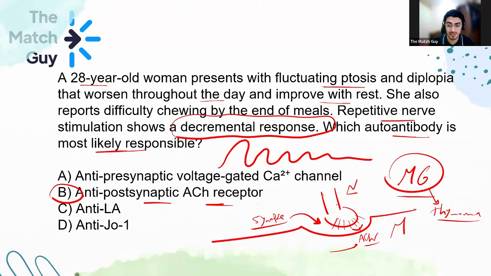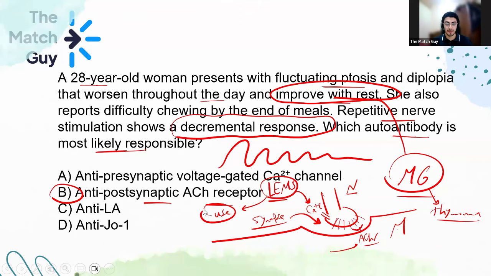Okay, nice. So what about autoantibodies against presynaptic calcium channels? Obviously, this will also cause muscle weakness. We call this disease Lambert-Eaton myasthenic syndrome. Okay, it's a muscle weakness, but it's a bit different than myasthenia gravis. In myasthenia gravis, we mentioned that it will improve with rest. In Lambert-Eaton, the muscle weakness improves with use or with exercise, with running, okay? And on repetitive nerve stimulation, we will have incremental response, increasing response.